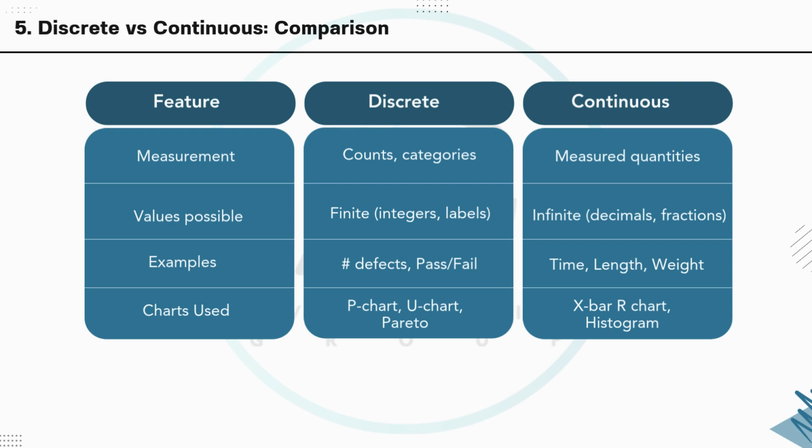Finally, when we talk about charts used, discrete data is typically represented using P-charts, U-charts, and Pareto charts. Continuous data uses tools like the X-bar R chart and histogram, which are ideal for analyzing variability and distribution in measurements. Understanding the difference between these two types of data is essential because it directly affects the tools and statistical methods we use in quality control and process improvement.